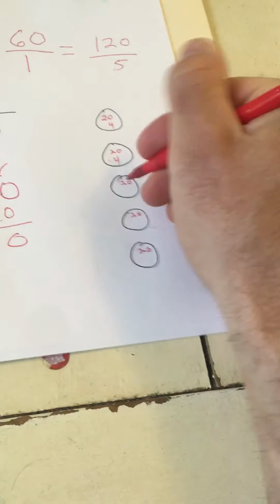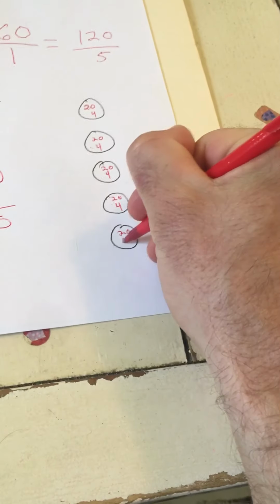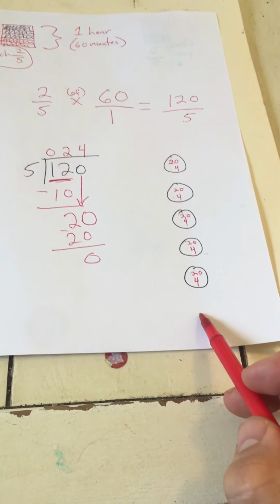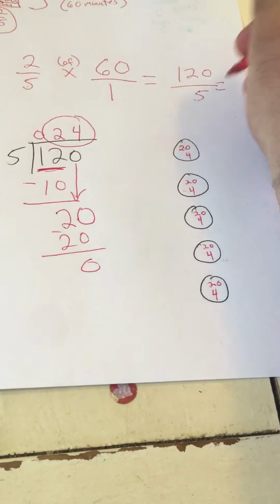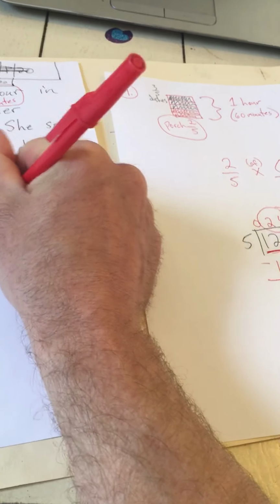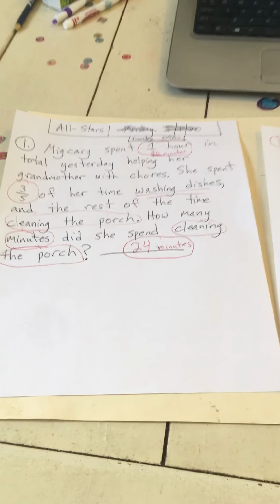So that means we could put 24 exactly into each of those 5 groups, and there would be none left over. So 120 divided by 5 equals 24. And that's how many minutes she spent cleaning the porch. She spent 24 minutes cleaning the porch.